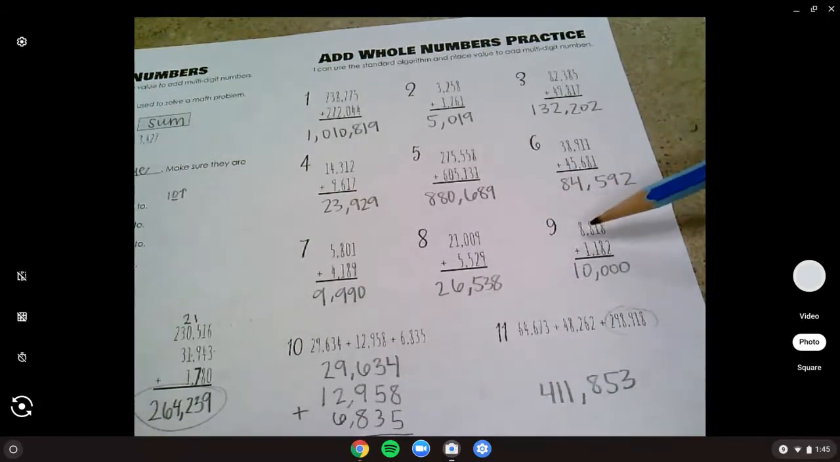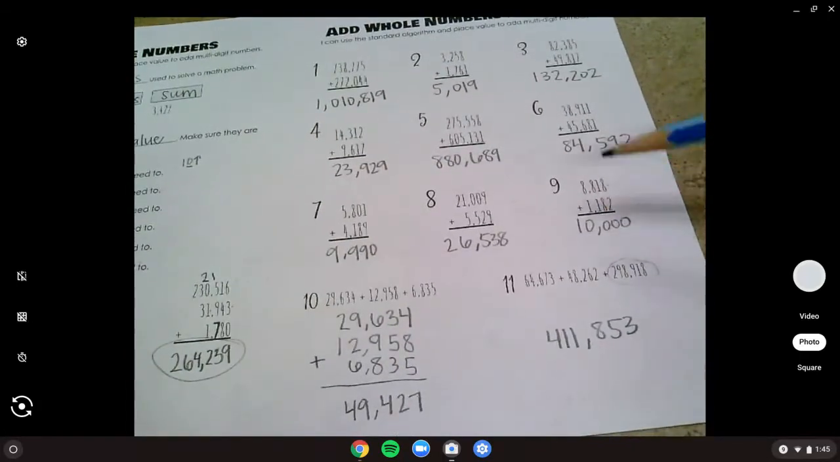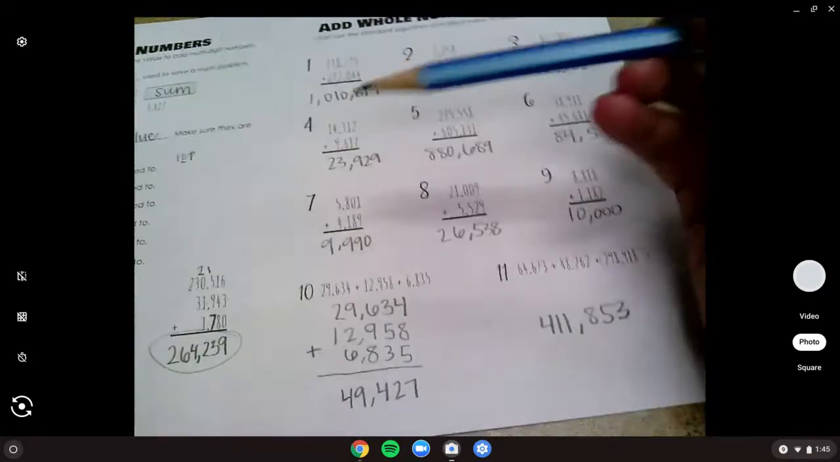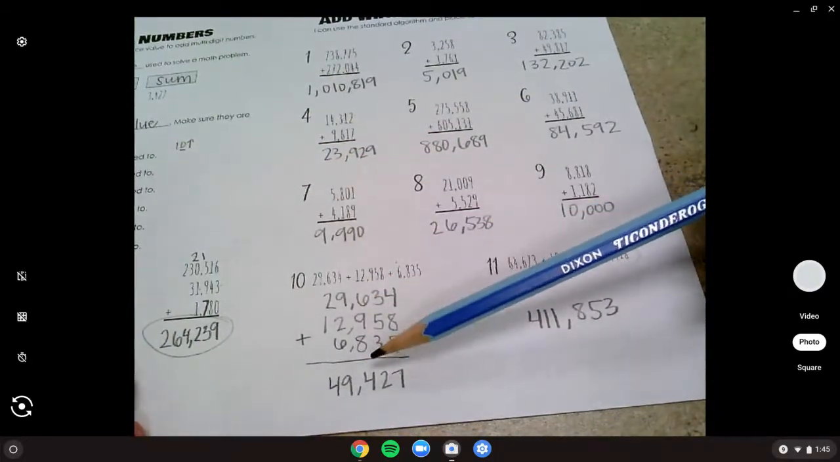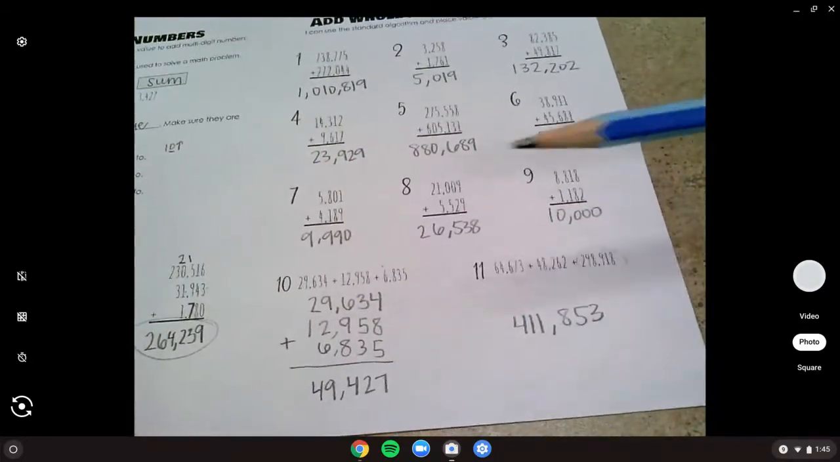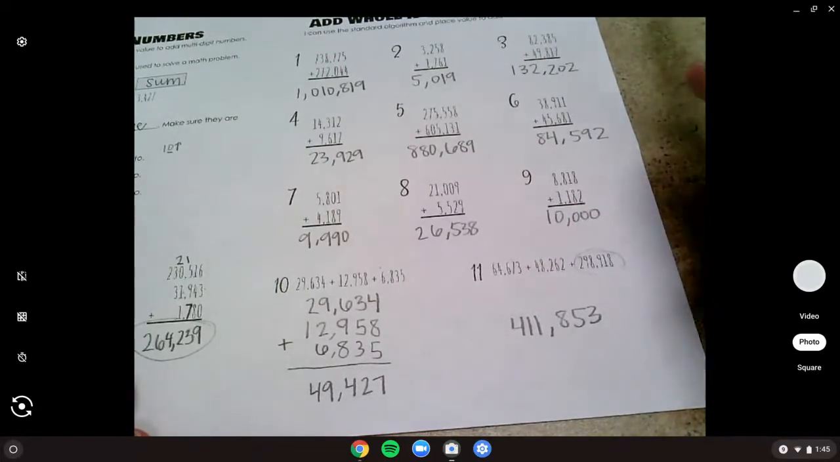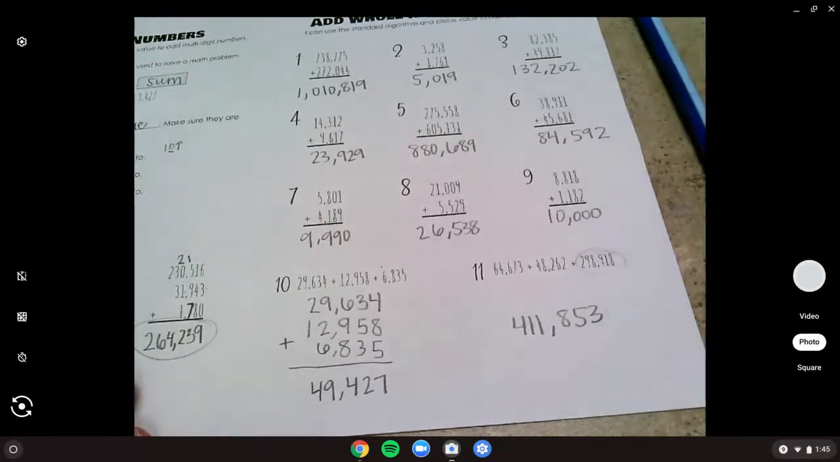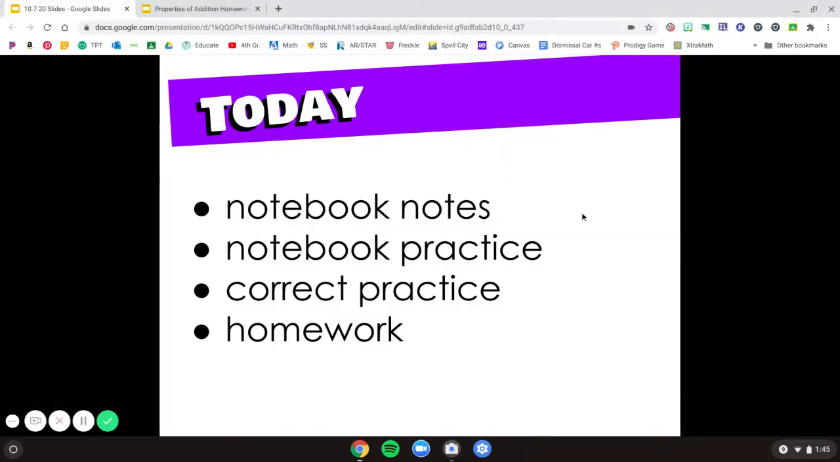Number 8, 26,538. And number 9 was 10,000, because we had a lot of carrying over. Number 10 was 49,427. And our last one was 411,853. Wow.